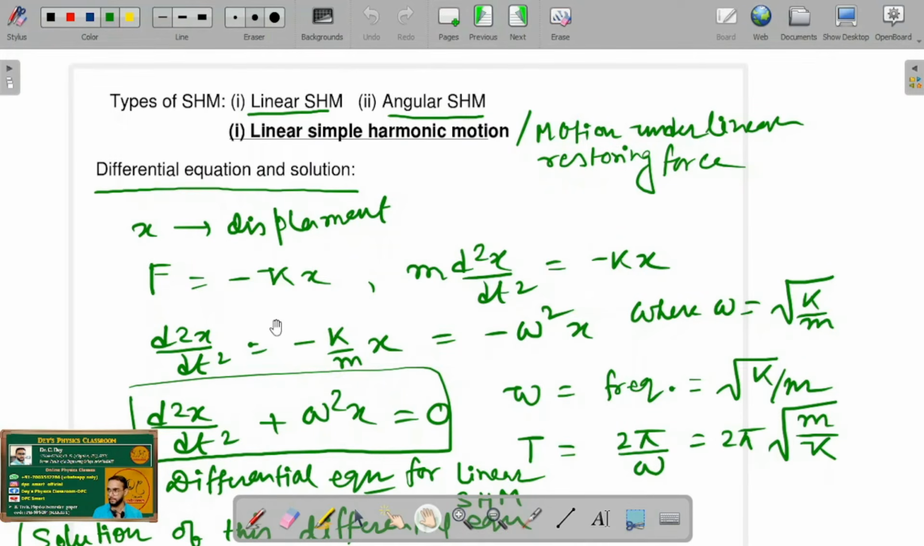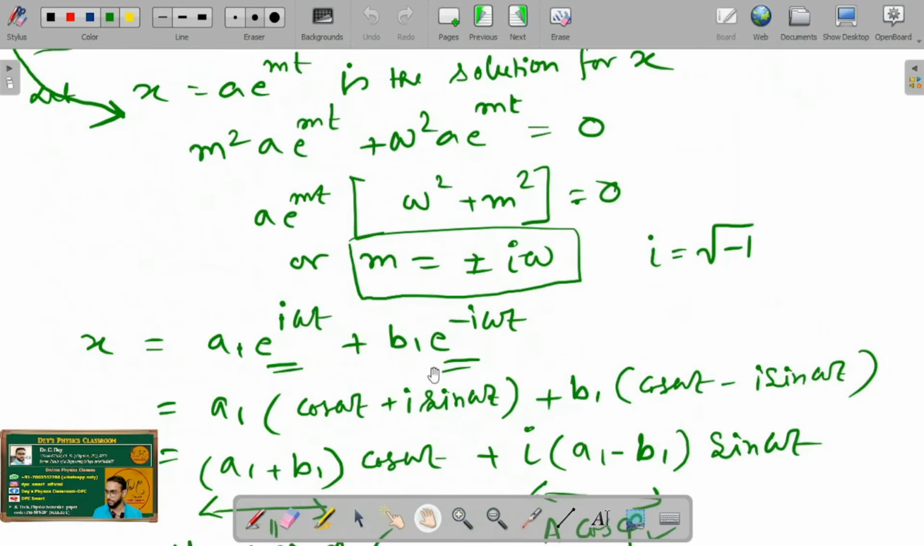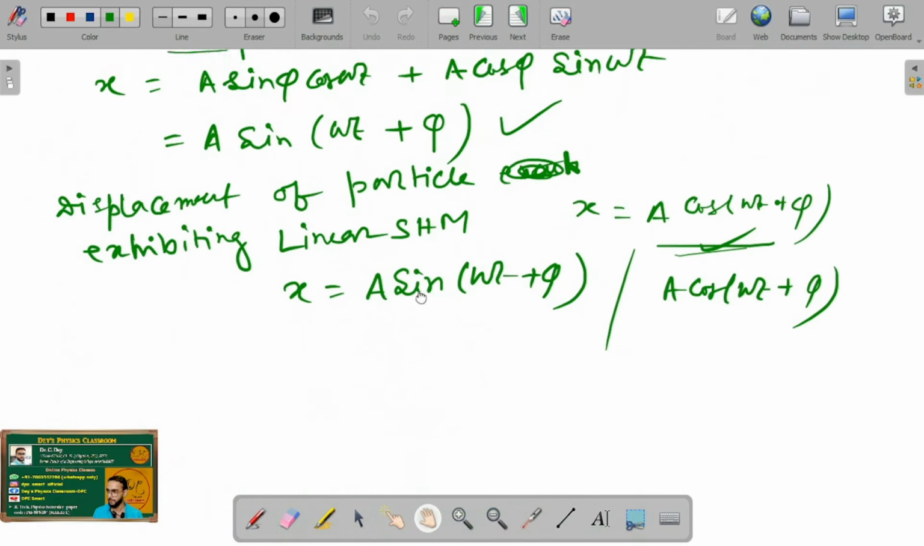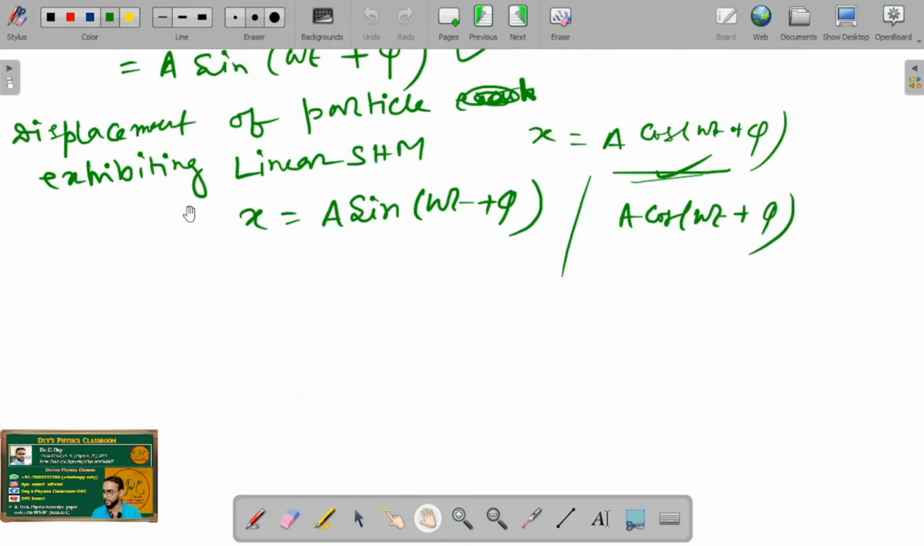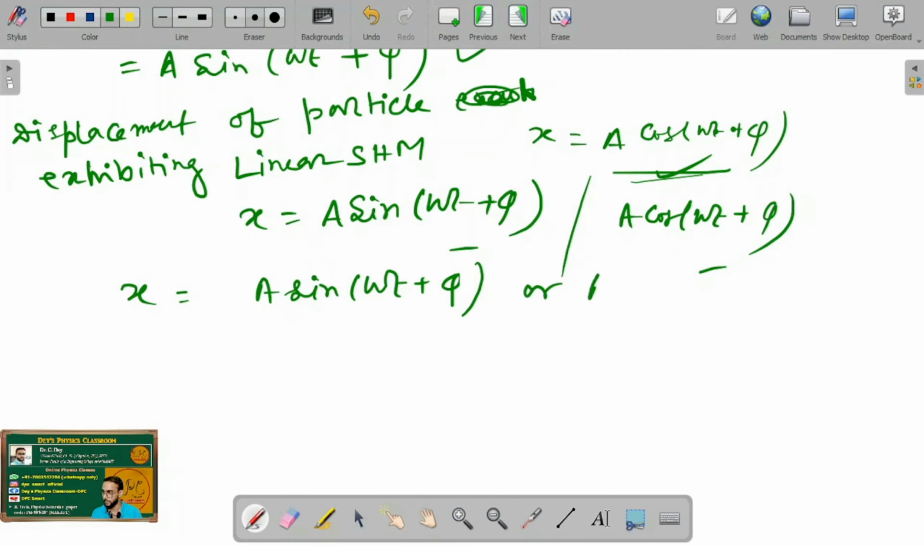One thing I want to mention: for linear simple harmonic motion, this is the differential equation, and the solution we obtained is x equals a sin omega t plus phi, and a cos omega t plus phi. We can also write the general solution of x as either of these two, since both are valid: x equals a sin omega t plus phi or a cos omega t plus phi.